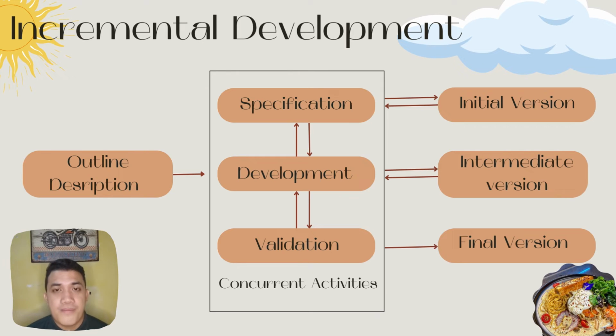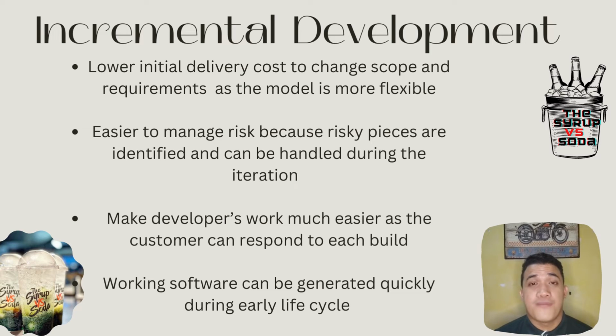And then after many successive iterations in the development process, the system will be made based on the user request and delivered to the customer for validation until the desired system is made, which is the final version. Okay, for the benefits of the software process model, first, we can lower the initial delivery cost to change scope and requirements as the model is more flexible.